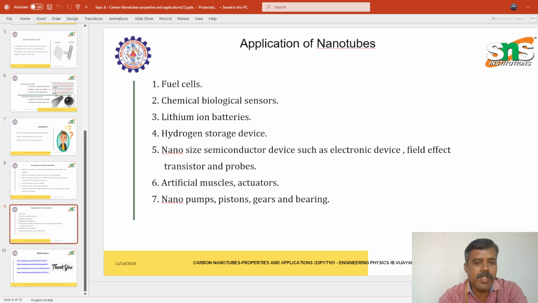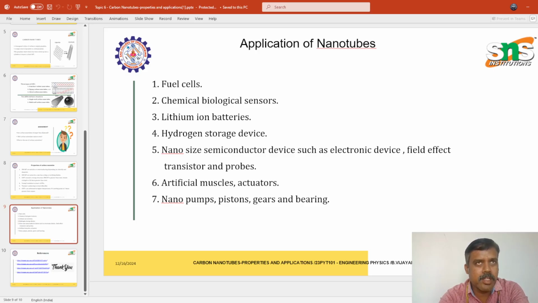Artificial muscles can be injected into the human body to develop a bigger structure or dimension, and they are made up of nanotubes. Then nano pumps, pistons, gears, and bearings. All these are further applications of nanotubes. So the nanotube is not a single formation; it has wide applications.